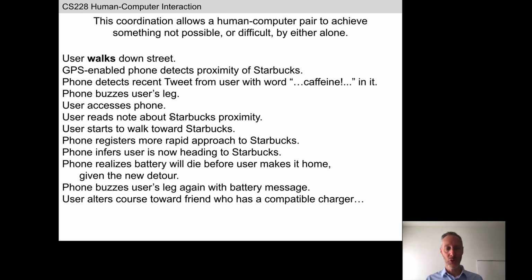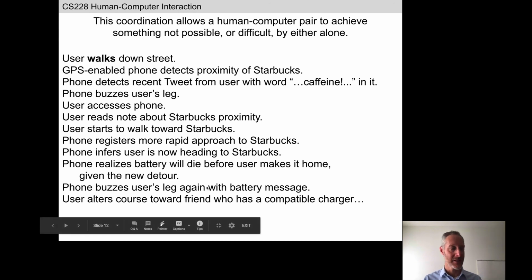And the minute after you read the notification, the app notices that your position has changed. You've deflected your trajectory and you're now walking towards the Starbucks without having to tell your app. It's going to infer now you're headed towards the Starbucks. However, now your phone realizes that based on your usage history and how long you tend to spend in Starbucks, for example, you're not going to make it home before your battery flats out. So your phone buzzes your leg again to let you know, you alter course, and so on.